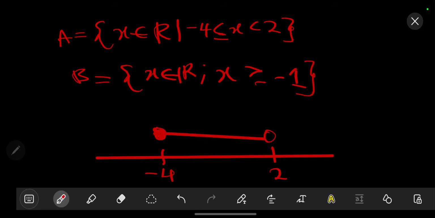Then for our B, it's saying that you include your negative 1 like that. So we are going to go at negative 1. Then if x is greater than negative 1, it means it is going to be going this way, including this negative 1.